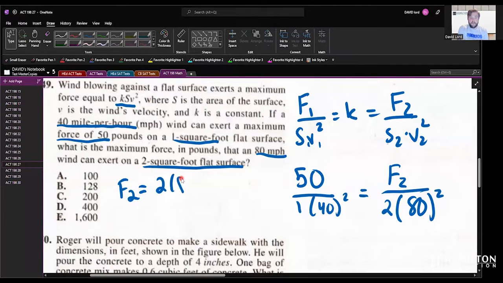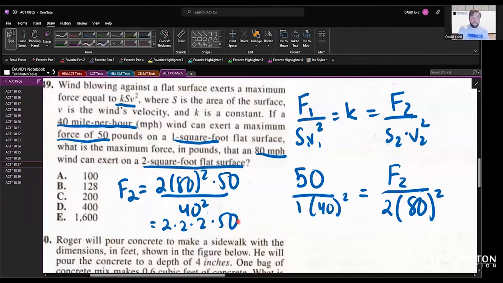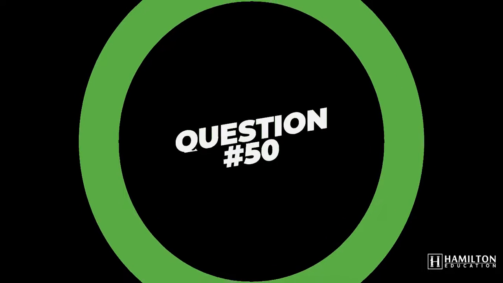But 2 times 80 squared times 50 over 40 squared. And we could do this in our head. 80 divided by 40 is 2, but since there's 2 of them, it would be 2 times 2. So that's going to equal 2 times 2 times 2 times 50, or 8 times 50, which is 400. D is our answer.